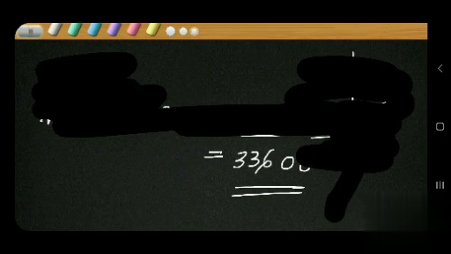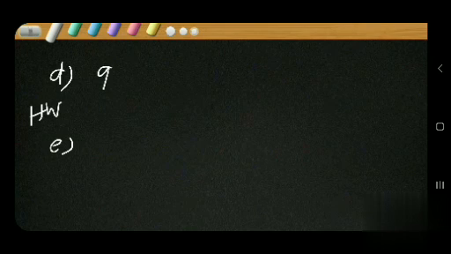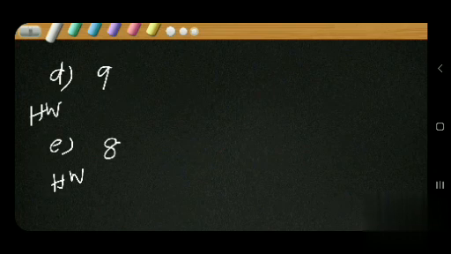Now, do homeworks from this session. D, E, and F are homeworks. D, 9 into 300. We have to find out 9 into 300. E, the question is 8 into 300. This has to be found.